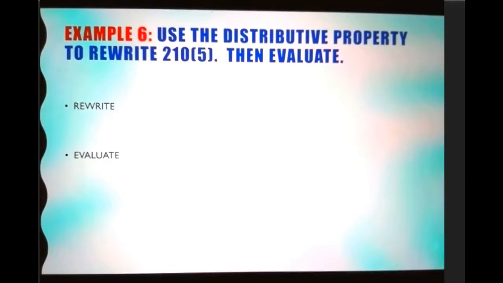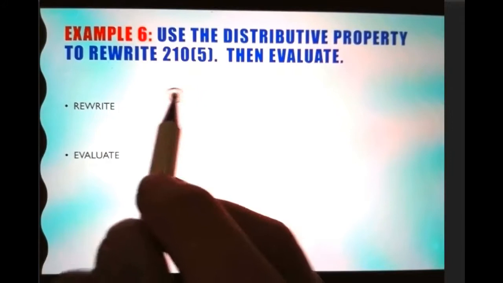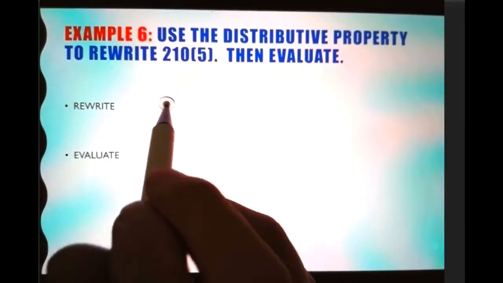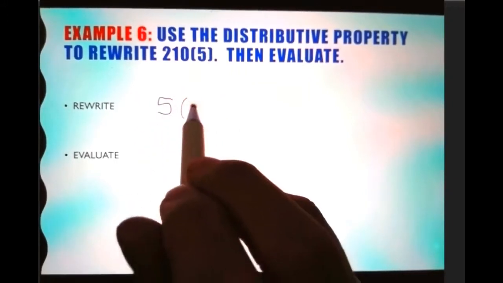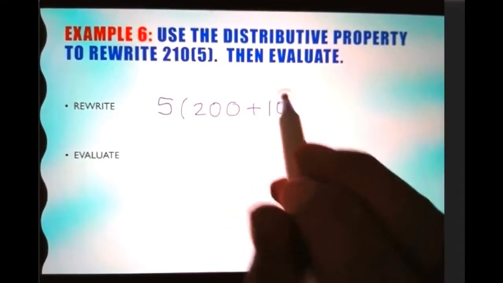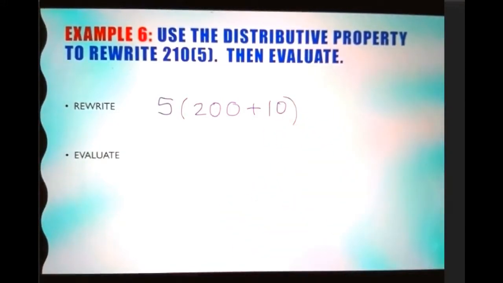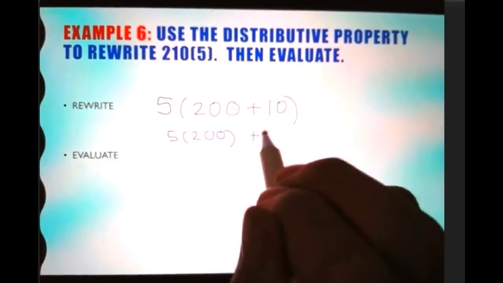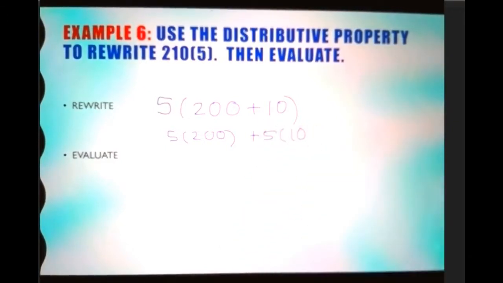All right, Luke, I haven't picked on you in a while. How could I rewrite this? All right, I heard the 5 plus 200, and then I couldn't hear anything else. Perfect. So he actually even gave me the next line. He said 5 times 200 plus 5 times 10.